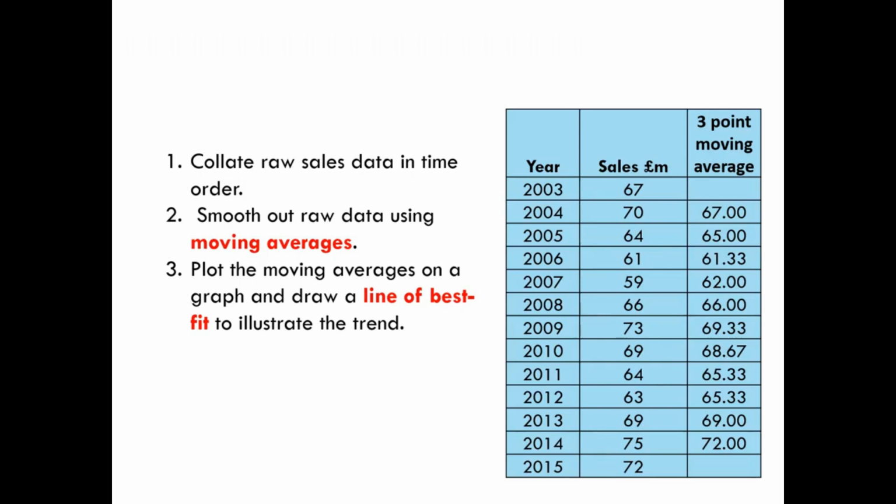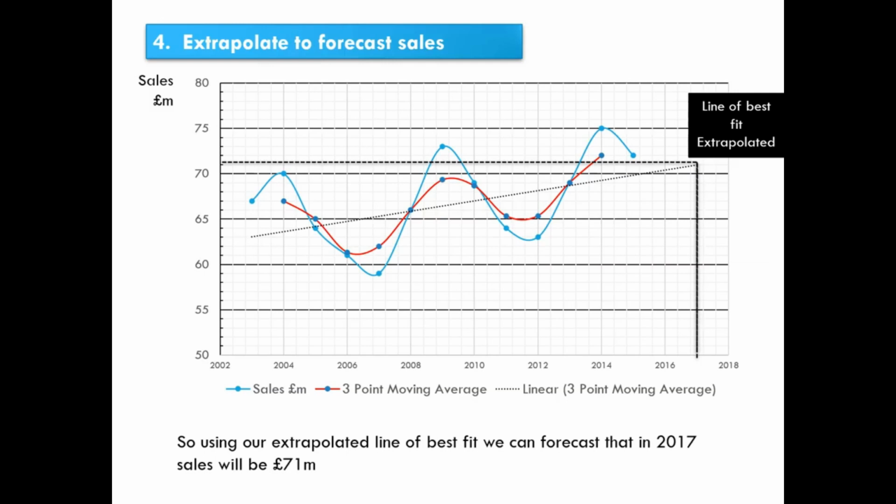So we've done the first 3 steps now. We've looked at the data, smoothed it out, and now we've done a line of best fit. The next step is quite a fancy word, extrapolation, to extrapolate to forecast the future sales. Really, that's quite straightforward. All we do is extend our line of best fit to the future, and now we can start to make a prediction for 2017. If I go up on 2017 to my line of best fit, and read off the axis here, my expected sales forecast is looking like £71 million.